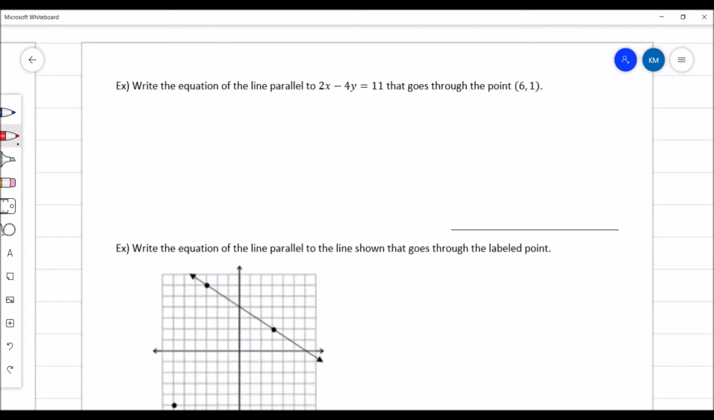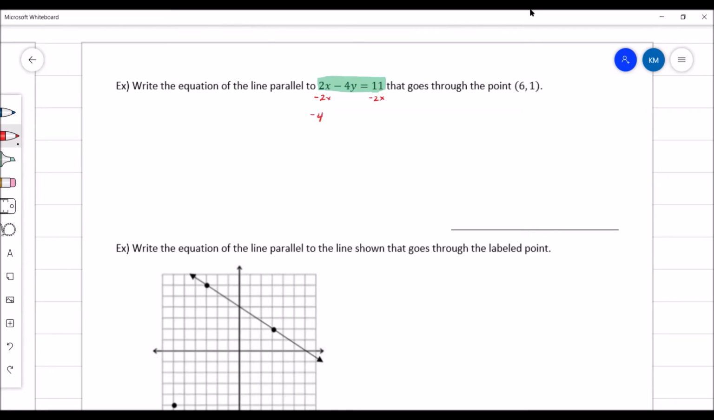Same type of problem. The difference here is that at the beginning of the problem, notice that our equation is in standard form. We can tell it's in standard form because x and y are on the same side, right? And we cannot identify the slope in standard form. We will put it into slope-intercept form first. So that means we're solving for y. And so I'll subtract 2x from both sides.